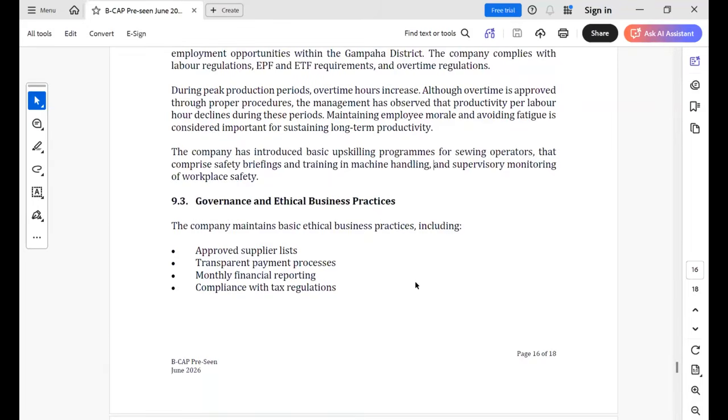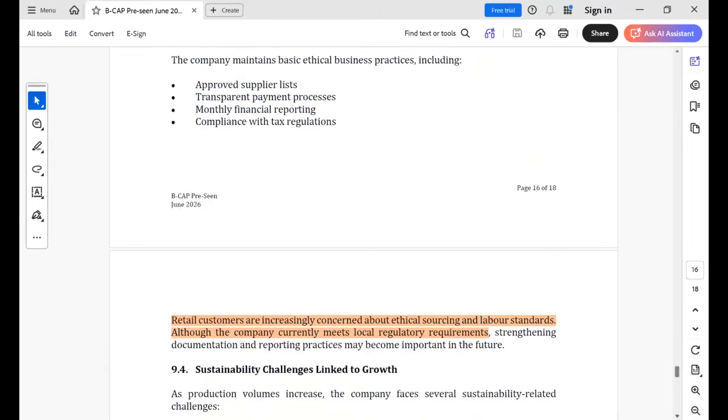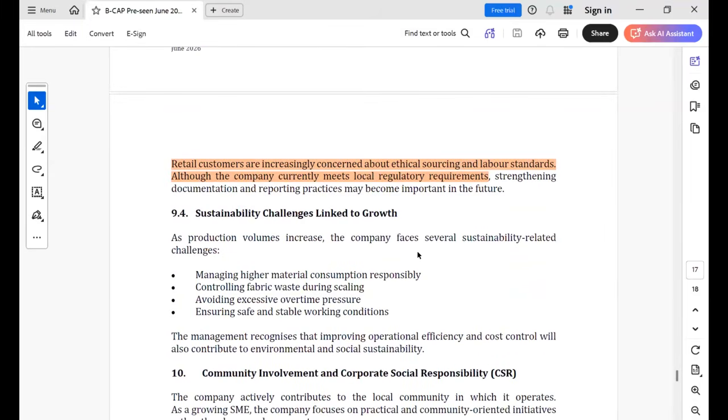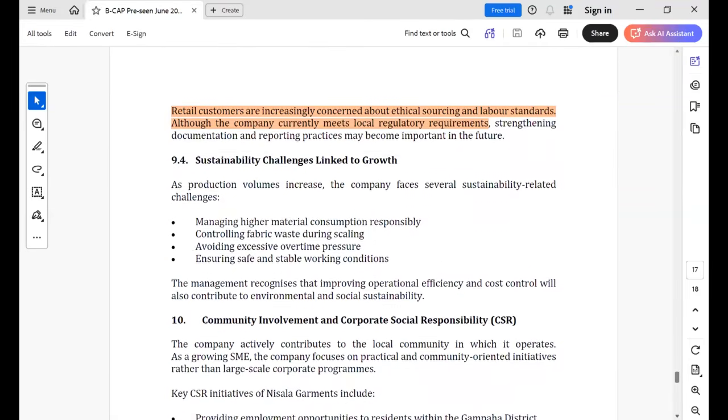And transparent payment process, monthly financial reporting, compliance with the tax regulation, those are okay. Retail customers are increasingly concerned about ethical sourcing and labor standards, although the company currently meets the local regulatory requirement, right? So you have to make sure that what we have discussed earlier, child labor, forced labor, relevant standards, certificates are taken, right? Strengthening documentation and reporting practices may become important in the future. Okay, those are not there, but you can identify them as weakness.